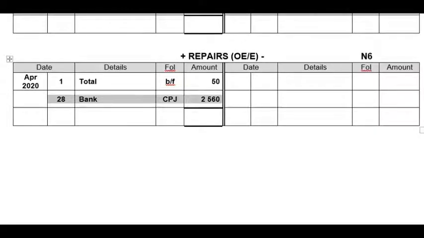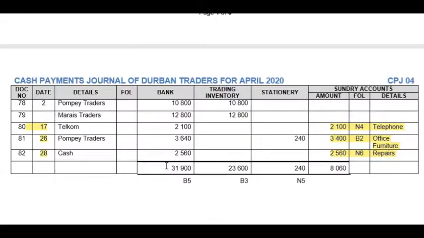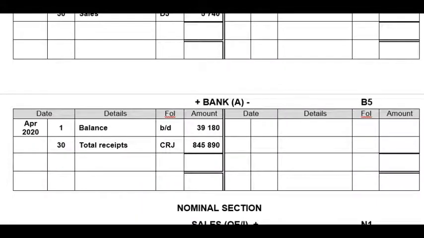Now we can start posting the columns of the CPJ. So the first column we need to post is the bank total. This 31,900 will go to the credit side of bank, and you will write total payments. Remember to write April 2020 again when you work on a new side of an account.